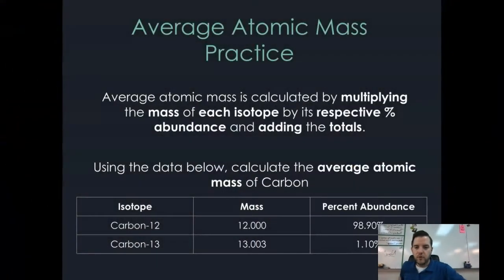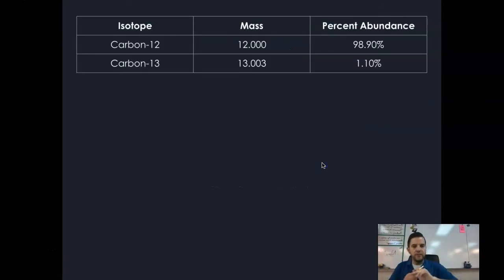So let's look at the example that's up here. It's on the next slide too, so I'll just go there. So we have carbon 12, we have carbon 13. So we're asked to figure out the average atomic mass of carbon 12 and carbon 13. So I'm going to say, okay, I have the average atomic mass for carbon, and it says isotope 1 is carbon 12 with a mass of 12.000. And it is 98.90% of the carbons are that.